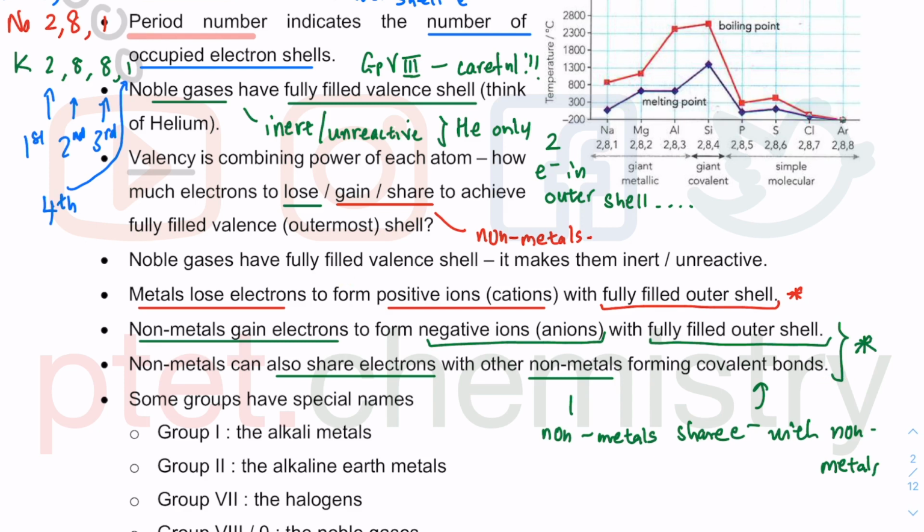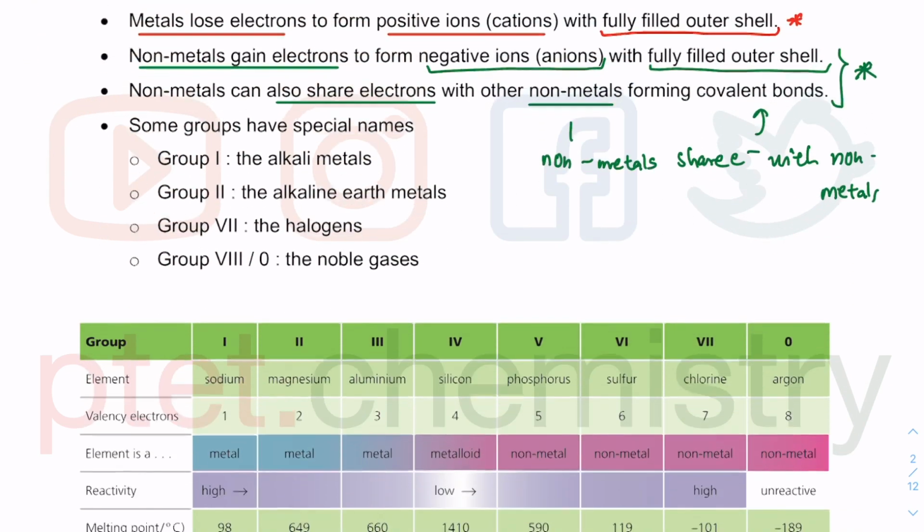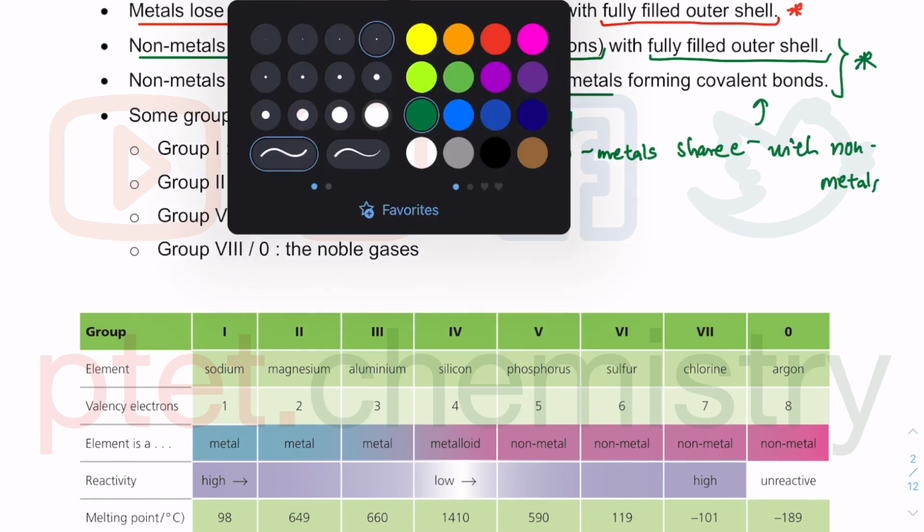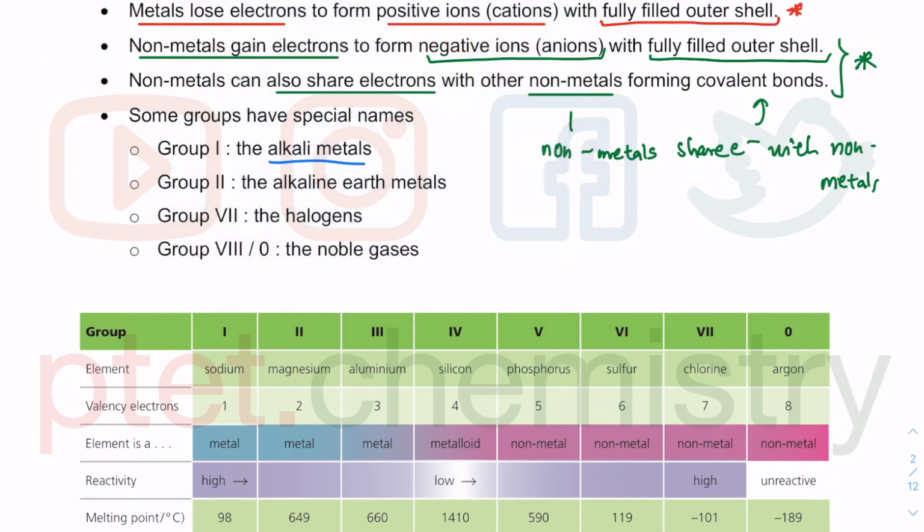Why do you not bond? Why do noble gases not bond at all? Because they already have a fully filled outer shell. Now, some groups have very special names. Group 1 are specifically called alkali metals, which we will come across again eventually, and why it is such. And group 2 are called alkaline earth metals.